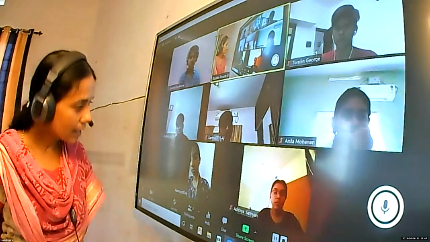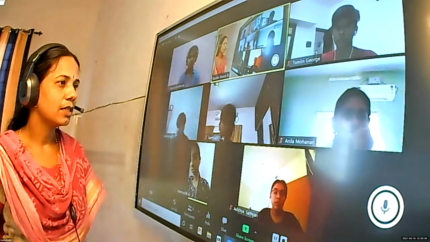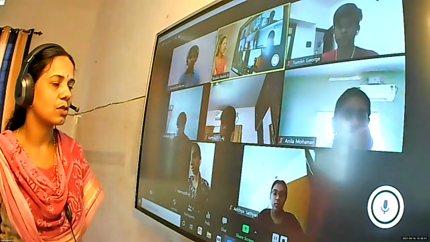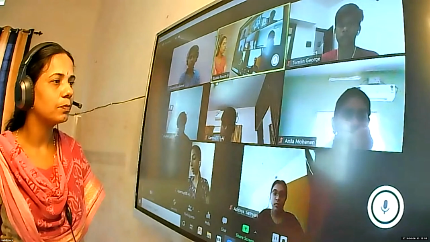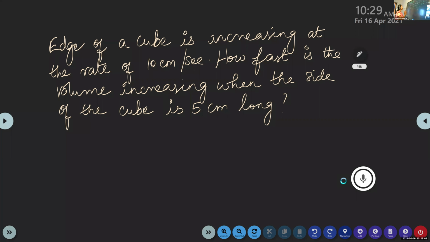6a square. Okay. Surface area of a cube is 6a square. What about the volume of a cube? A cube. Okay. Now read the question. What is given here? The edge of the cube is increasing at the rate of 10 centimeter per second.